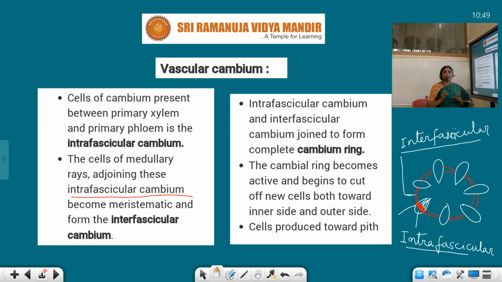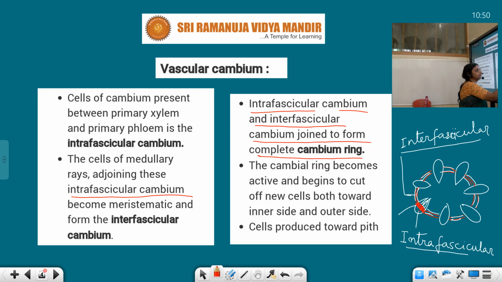Intrafascicular cambium becomes meristematic, and due to its activity, interfascicular cambium is formed in between two bundles. So see, these two cambium rings are joined and form a ring-like structure. It forms a cambium ring. Let's see here in the slide. Intrafascicular cambium and interfascicular cambium join to form a complete cambium ring. So this is how the cambium ring is formed.